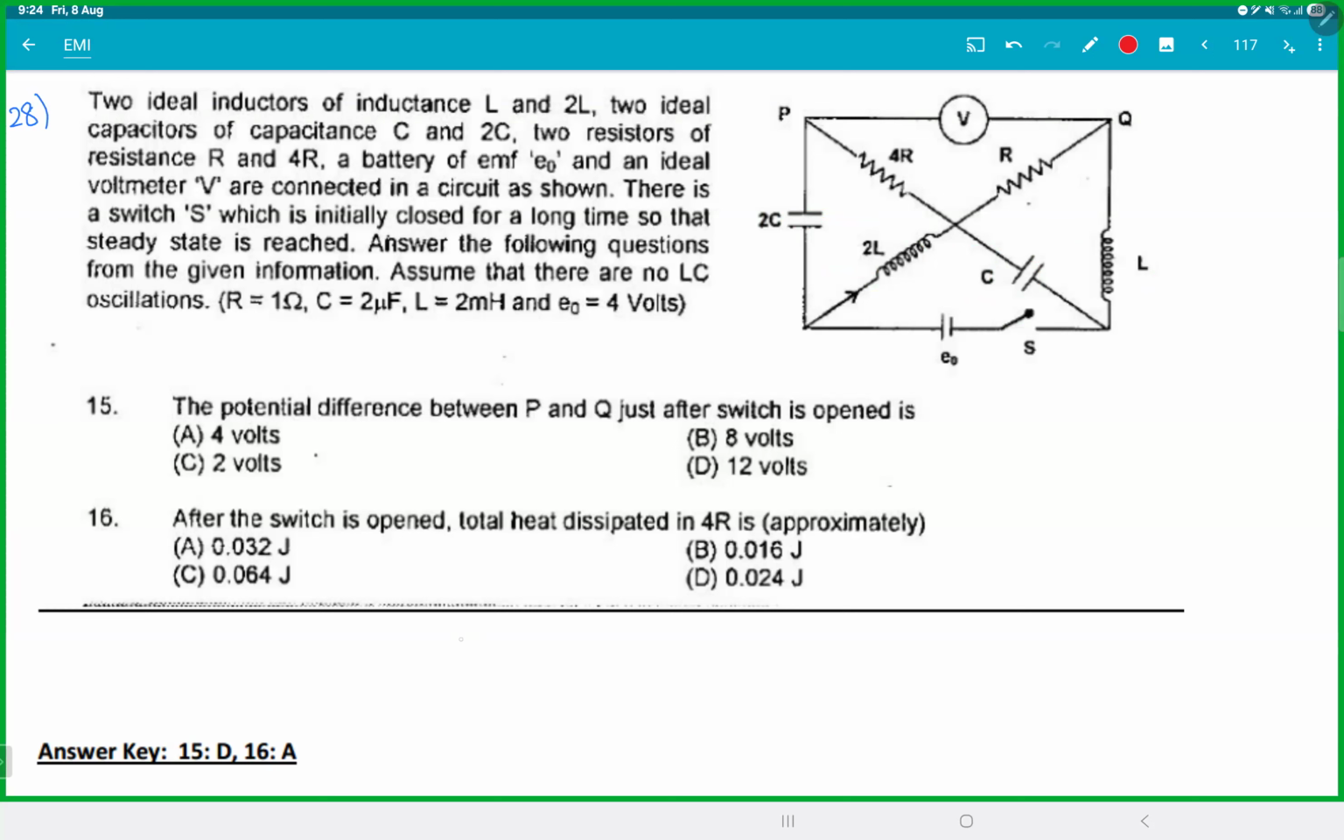So in this kind of question, the catch was this. When the switch is open, the inductors will maintain the current.